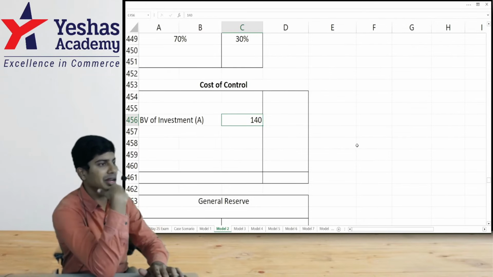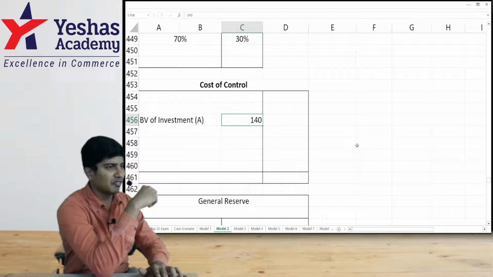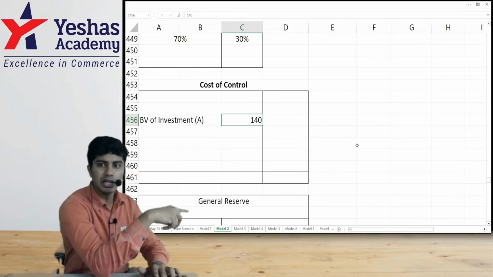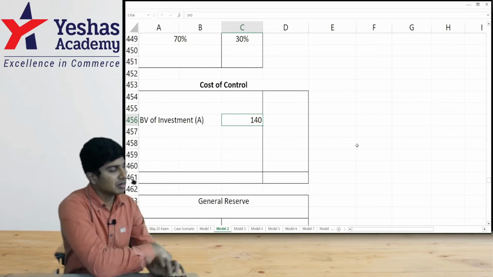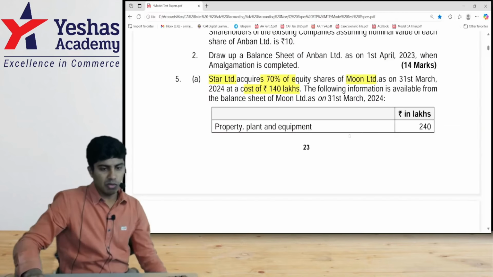Then I'll compare it with the nominal value of investment, which will be further adjusted for bonus issue if there is any. Then the difference: if the asset is more, it will be goodwill. If the liability is more, that will be capital reserve. What they've asked is just that. Everyone understood? Proceed. What's after that?